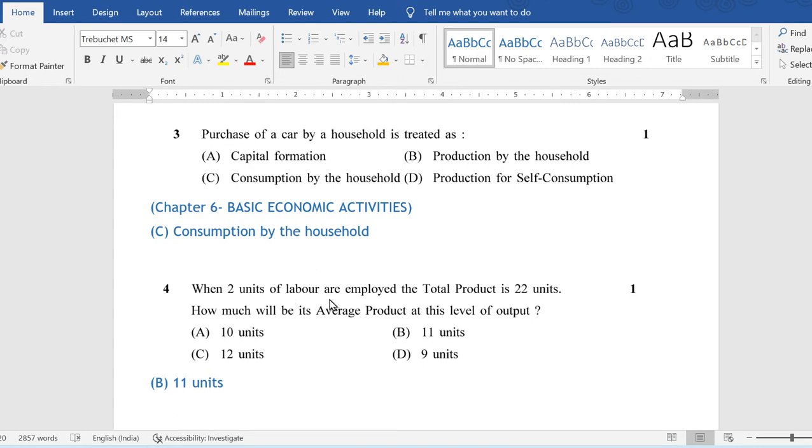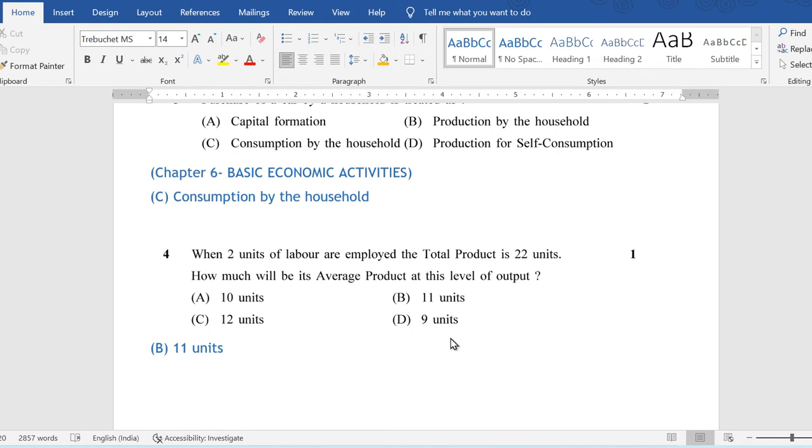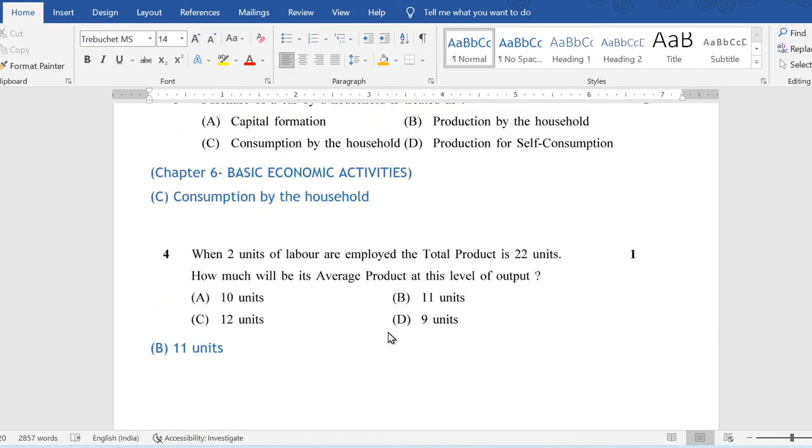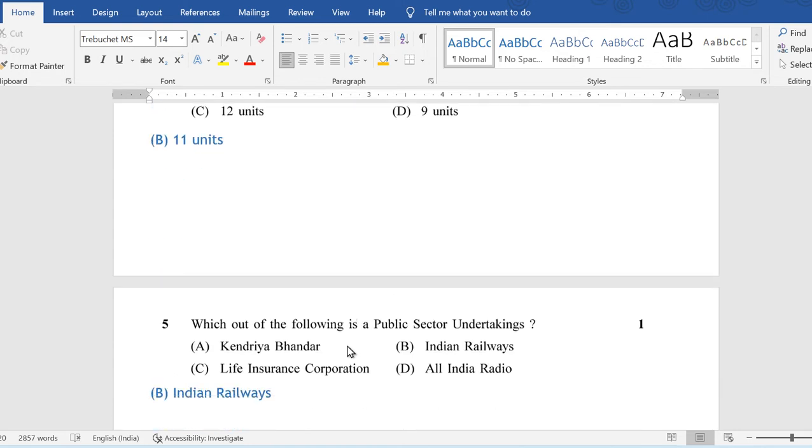Question number 4. When 2 units of labor are employed, the total product is 22 units. How much will be its average product at this level of output? This is a very simple problem. To get the average product, we divide the total product by the units. So that is 22 divided by 2, which will give us 11 units. So answer B, 11 units is the correct answer.